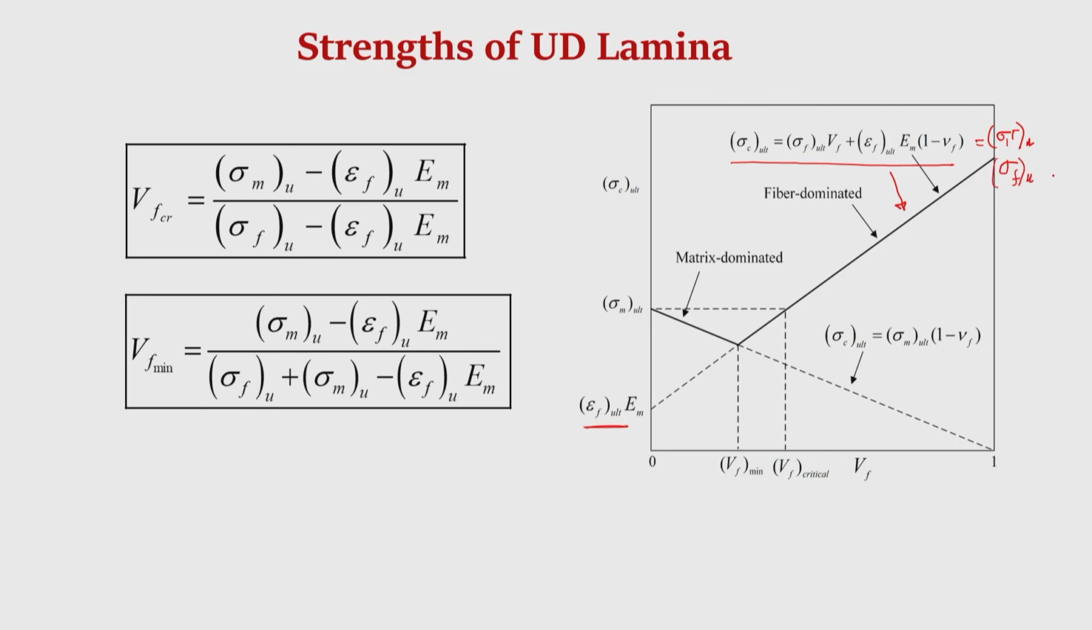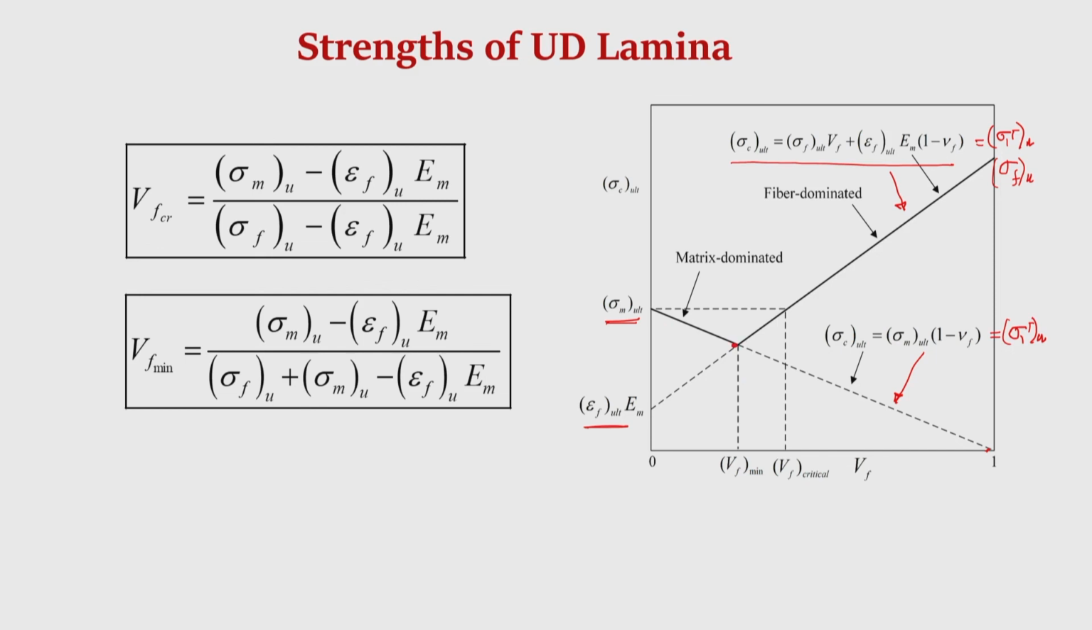Similarly, we could also plot the ultimate tensile strength of the lamina, considering that the matrix could take the load even if a fiber breaks, and this is what we get. So, naturally when there is no fiber, then sigma m u is the strength, and when all fibers, of course, this does not happen because it is not a composite, then it is 0. Okay. So, if you look at this, below this is V minimum.